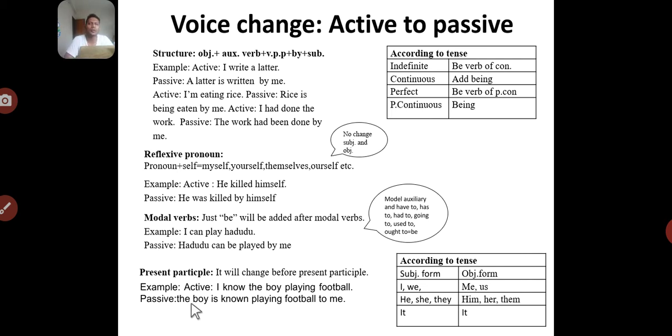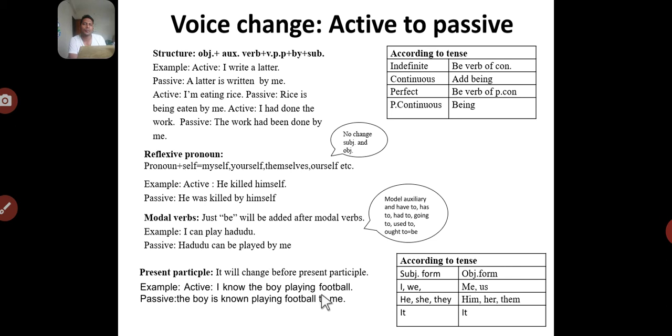And the next most important point is present participle. Present participle means the present form with ing. For example, coming, going, playing, etc. If we get any present participle in a sentence, we will change before the present participle to change active into passive.